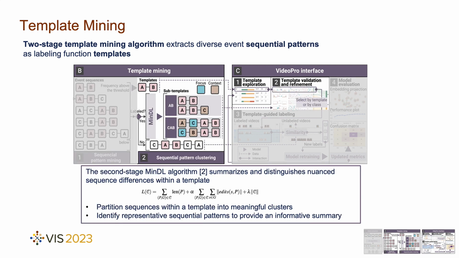The MDL algorithm in the later stage further summarizes and distinguishes nuanced sequence differences within a template to facilitate detailed template validation and refinement. This algorithm applies the minimum description length principle to partition video sequence collections within the selected template into clusters and summarizes each cluster with the most representative sequential pattern.